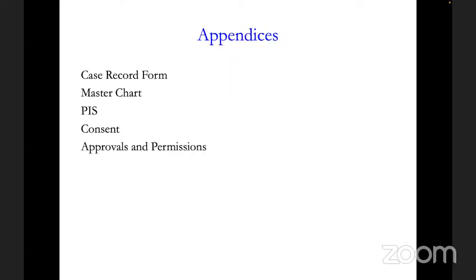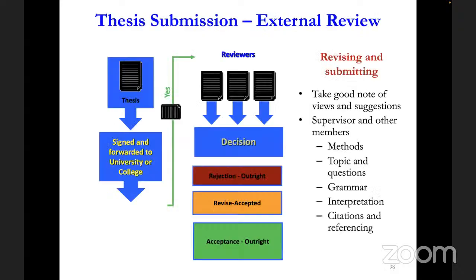In your dissertation, you need to mention the various appendices, which can be the case record form, your master chart, where you have documented all the data, the patient information sheet in various languages, consents, approvals, and permissions. So these all should be mentioned as a copy in your appendices. And now is the time to submit your thesis for external review to your college or your university. When you write a thesis, it has to be signed by the chief guide, by the co-guides, by the head of the department, by the head of the institute, and they are submitted to the exam section, which sends it to the reviewers.